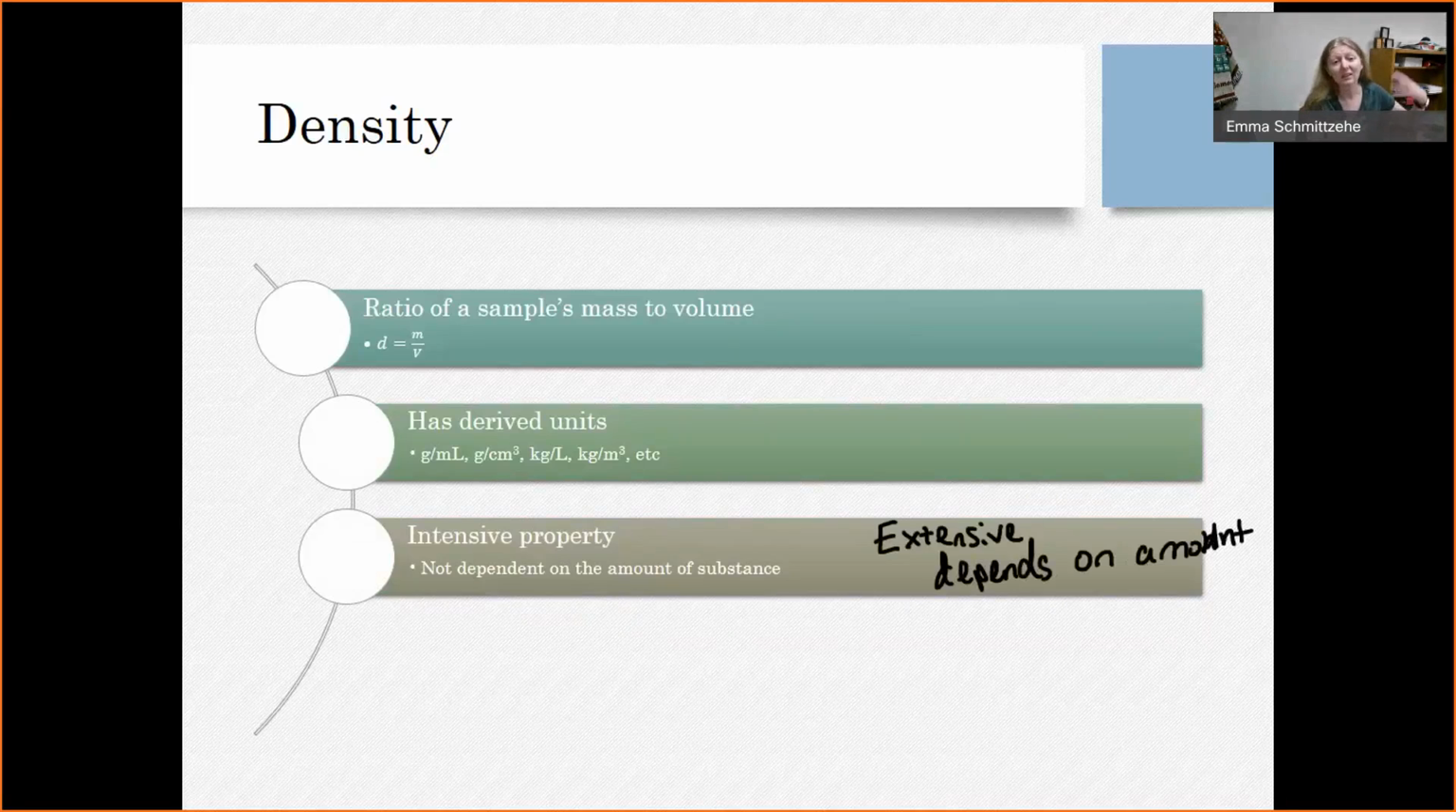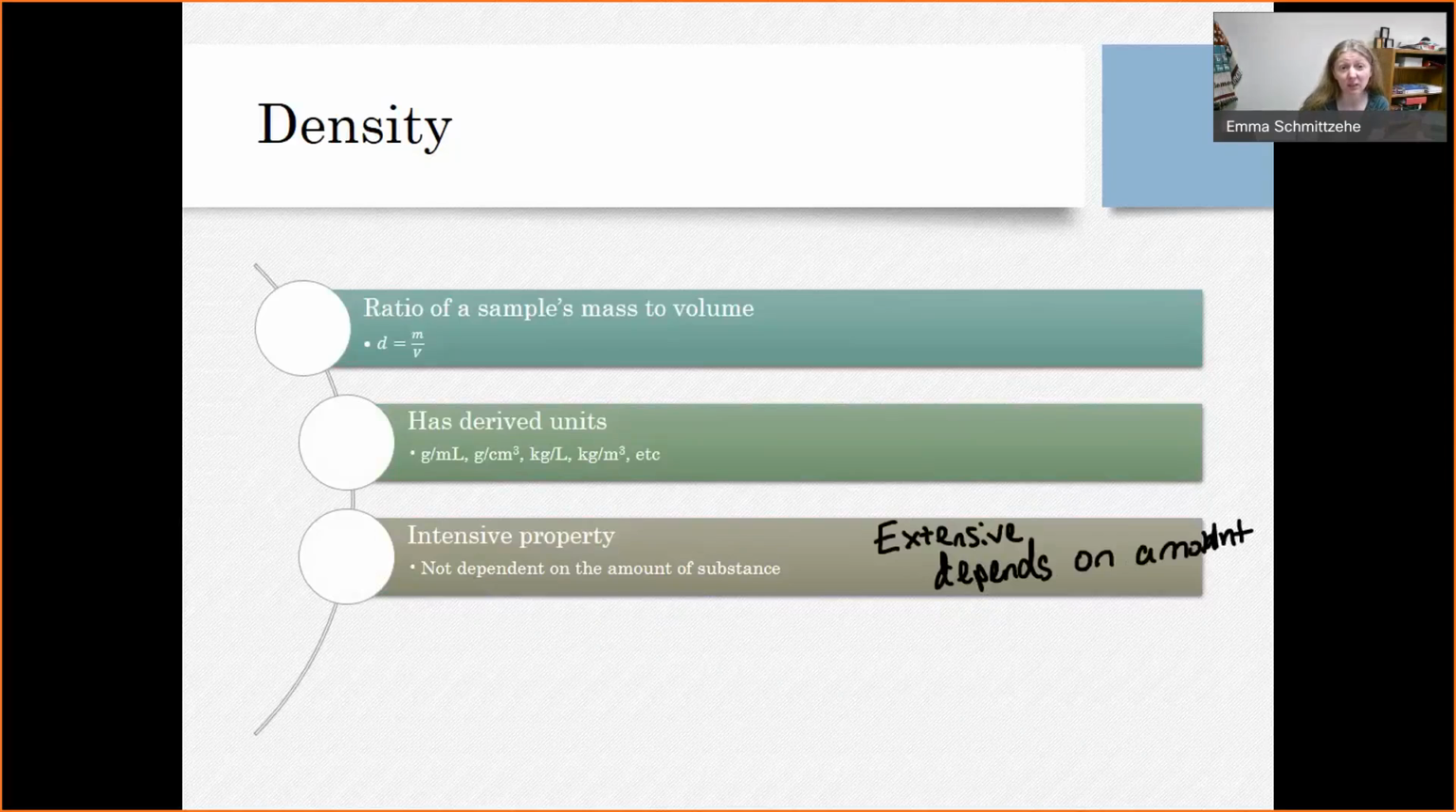Okay, so density specifically is an intensive property, meaning it doesn't matter how much of a sample you analyze. If you analyze a small portion of a sample, and then you analyze a large portion of the same sample, they're going to have the same density, okay? Because it's the same substance, okay? If you have a different substance, it's going to have a different density. But if you just change the amount, you just decide to use a bigger sample of this, it's going to have the same density. Whereas there's a lot of other properties that are actually extensive.